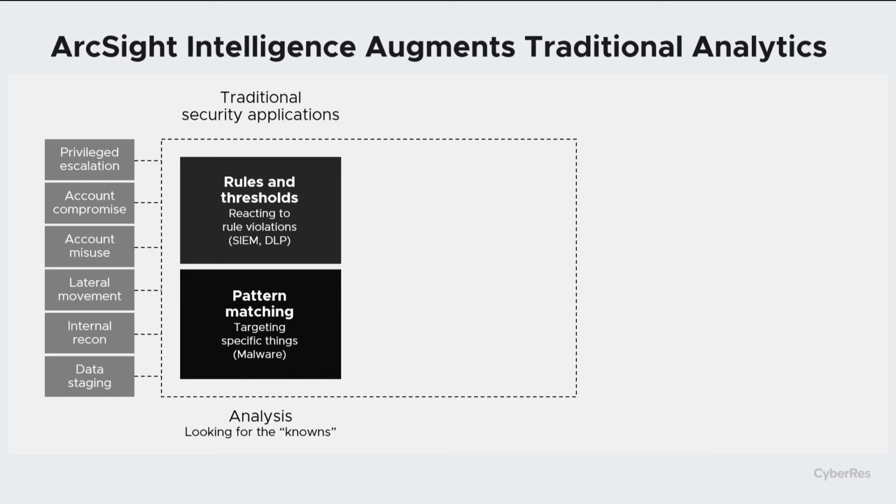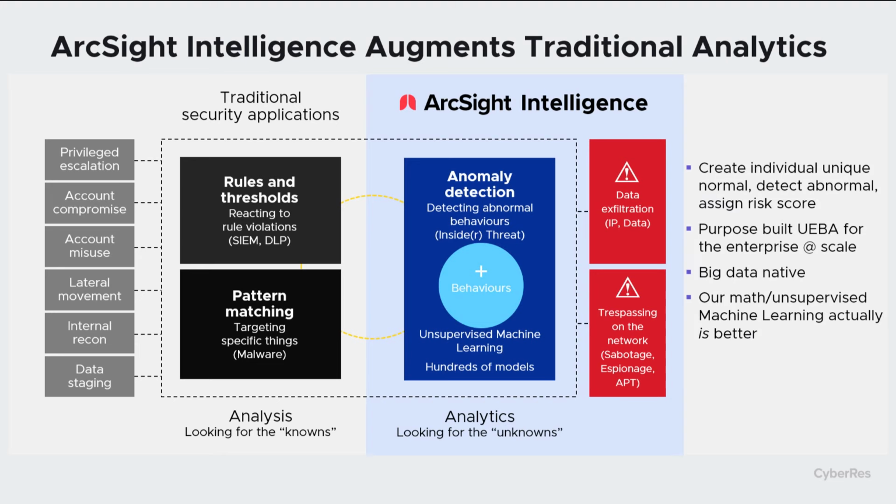In scenario 6, we look more closely at our unsupervised machine learning UEBA solution, ArcSight Intelligence. Traditional security applications concentrate on finding threats using rules and thresholds or pattern matching. These are excellent techniques for finding known threats, but don't work well for catching evasive and evolving insider threats. ArcSight Intelligence employs unsupervised machine learning to establish unique and ever-evolving normal behavioral baselines for each entity it encounters, without the need to label data or train models that is associated with supervised machine learning techniques.